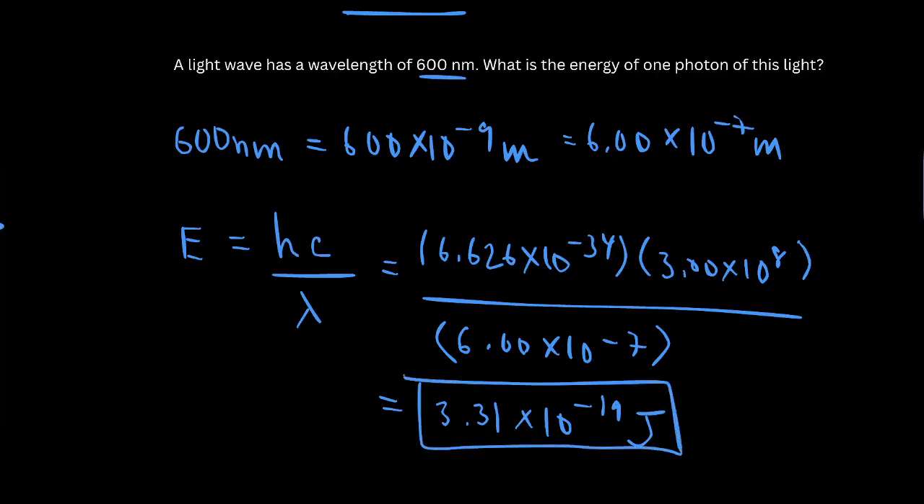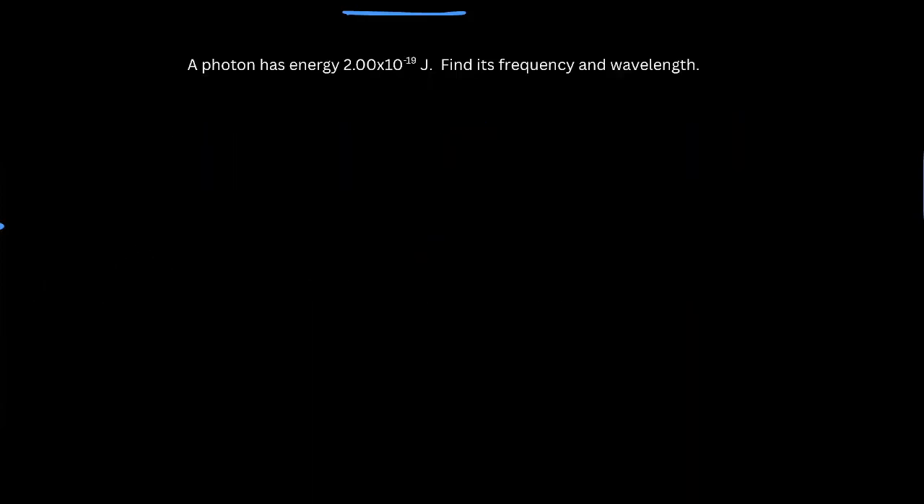All right, so let's look at one more. Here, we're told that a photon has energy of 2 times 10 to the negative 19 joules, and we now need to find its frequency and wavelength. So we're starting from energy, and we're trying to get frequency and wavelength. Here, let's first use this formula: our energy is equal to Planck's constant times nu, and solve for our frequency.